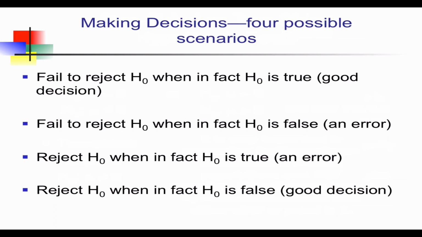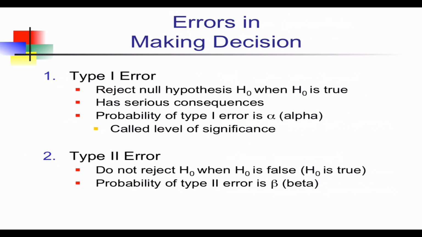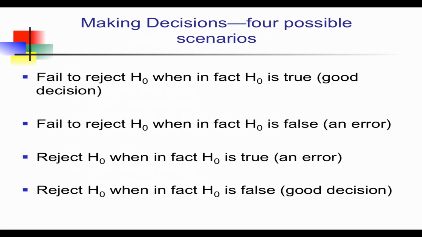And the second possible scenario is when the true hypothesis is wrong and you fail to reject the null hypothesis. And that is an error. And then the third one is the other side, that if the null hypothesis is true and you reject the null hypothesis. And the last one is when the null hypothesis is false and you reject the null hypothesis, which is also a good one. So given those 4 scenarios, we are putting some names to refer to each one of that.